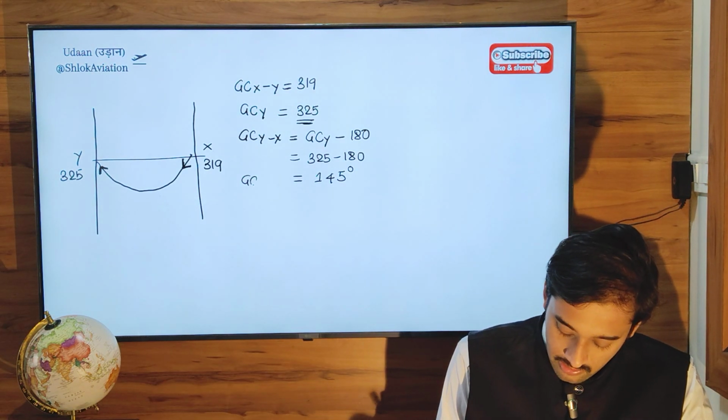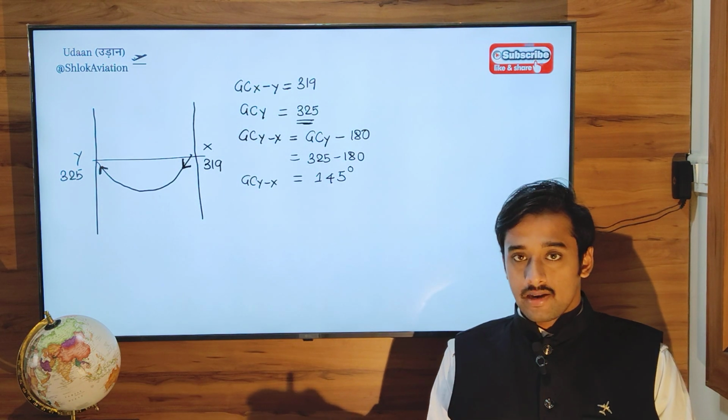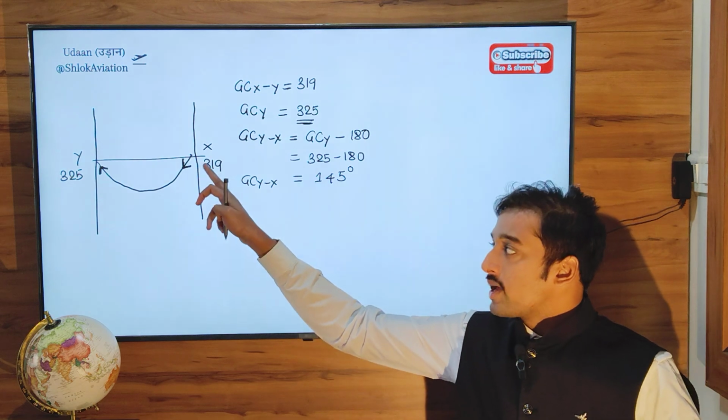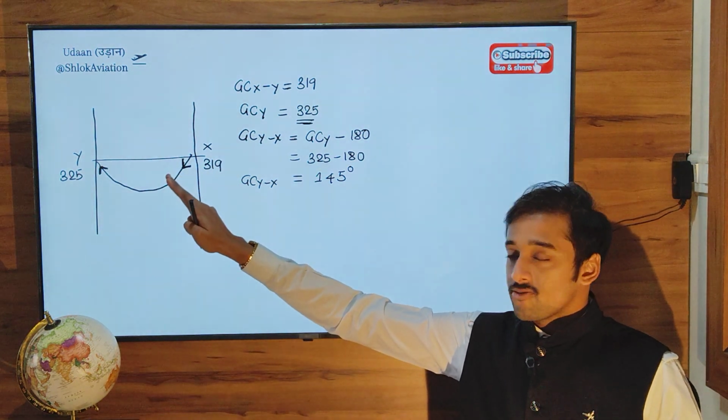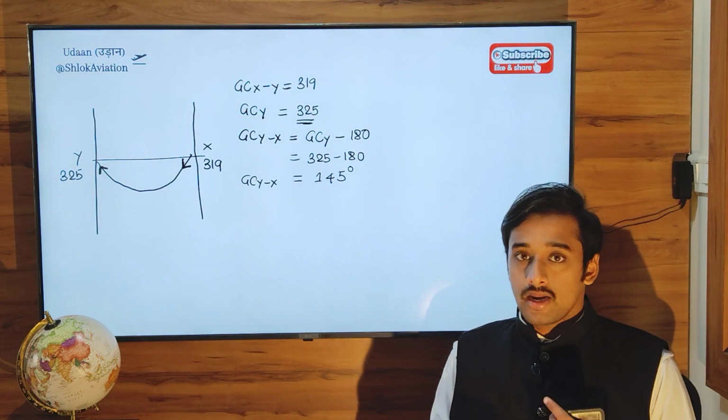Great circle y to x is 145 degrees. So understand this. Going x to y, the direction was 319. Coming back from y to x, you will fly a reciprocal direction.